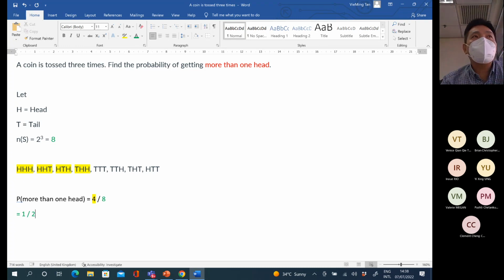So in order to answer this type of question, you need to list down the possible sample space, which we call the possible outcomes. This question is considered a 3 independent events question.